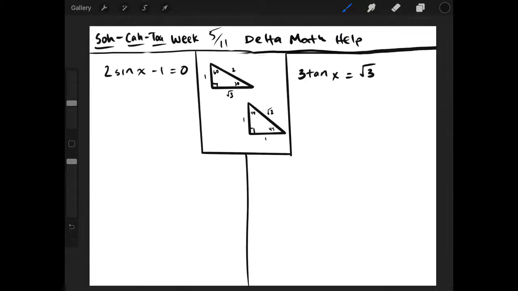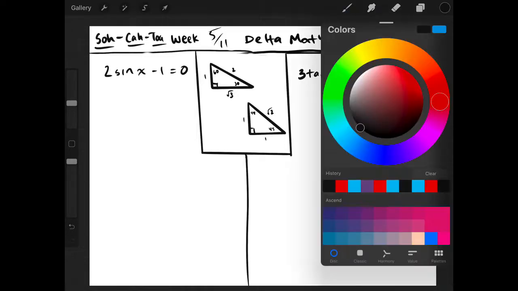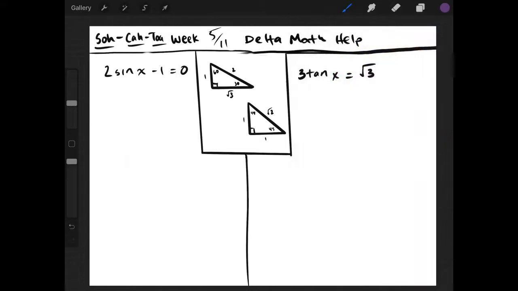The second thing, if you look here in the middle of this screen, I have the special right triangles. We have the 30, 60, 90. We have the 45, 45, 90 triangle right there, because that's what's going to help us when we find the angle that satisfies these equations.